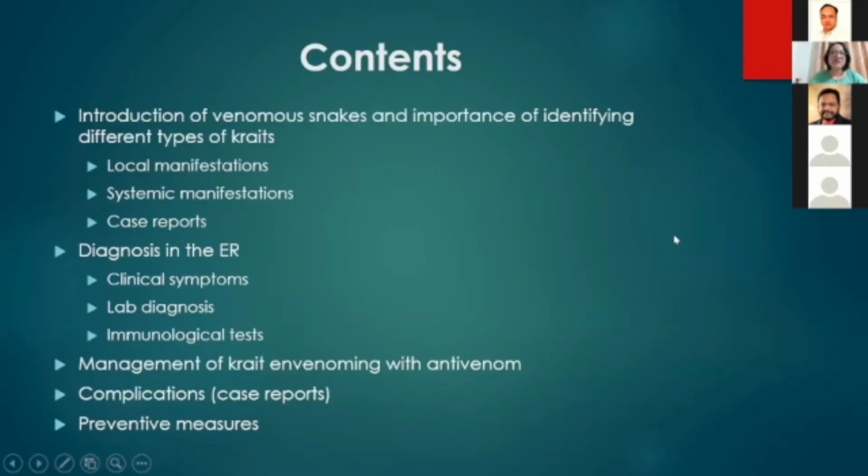Just coming on to the contents, I've listed the contents. We'll be dealing with the introduction of the venomous snakes and the importance of identifying the different types of kraits. We'll be looking at the case reports, because the local manifestations and the systemic manifestations have already been dealt with very well by the previous esteemed speakers. And regarding the diagnosis in the ER, the clinical symptoms, the lab diagnosis, and the immunological tests as well. Also the management of krait envenomation and its complications, a few cases on that as well, and a few slides on preventive measures.